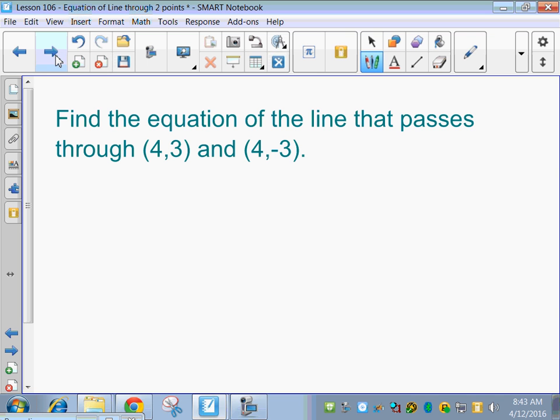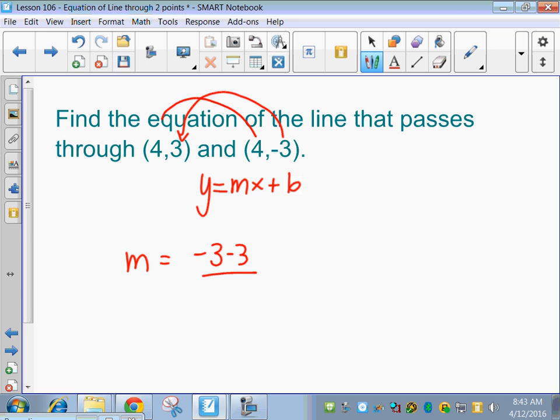This one has something special, so we have to do this one, all right? So write these points down, 4, 3, and 4, negative 3. Okay, we're trying to find y equals mx plus b. And when we do the m, something weird is going to happen. So I have the y minus the y, so that's negative 3 minus 3. And I have the x minus the x, so that's 4 minus 4. So I get negative 6 over 0.